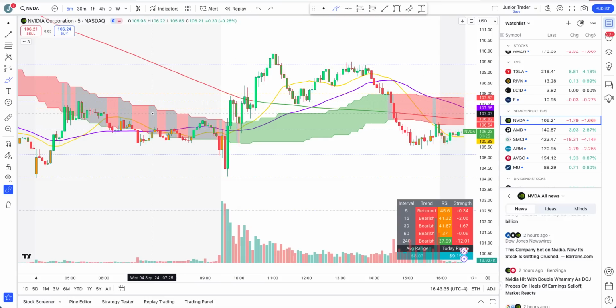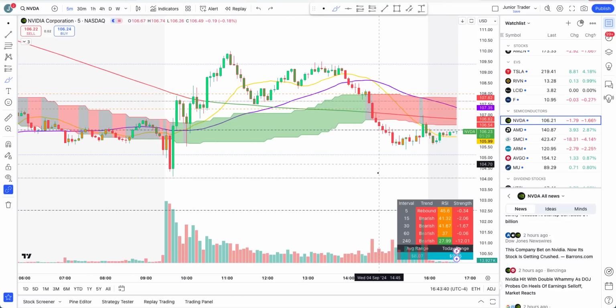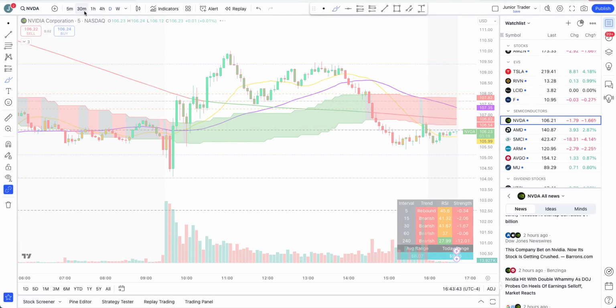Anyways, so we eventually gave up on Nvidia, right? By the end of the day, you can see things still sold off. So what are the levels to watch? So let's go to the hourly interval.